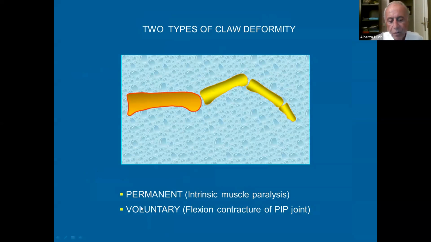And the other one is a voluntary one, so you have to be careful with this. It is a patient that has a flexion contracture of the PIP joints. In order to get all the fingers aligned with the same plane of the hand, he will hyperextend or extend the MP joint. And this is just a voluntary claw deformity, but it's not a true claw deformity.